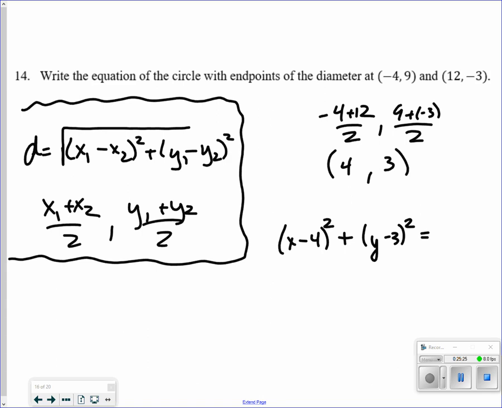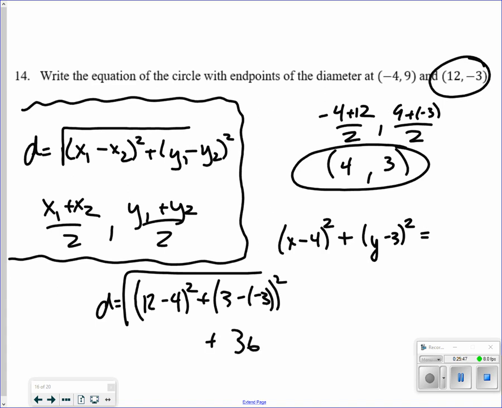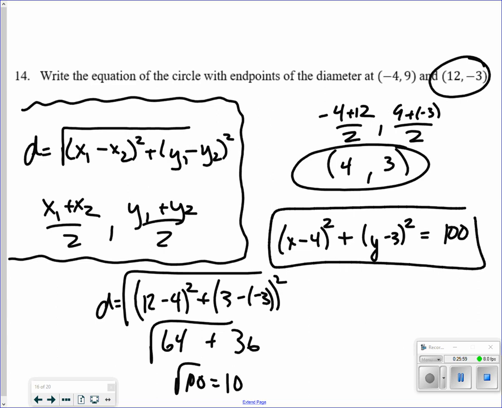The radius is the distance from the center to one of the endpoints of the diameter. So if I want to find the distance, I would go (x - x) quantity squared plus (y - y) quantity squared. So I end up getting 36, and this one is 64. So I end up with the square root of 100, and so that is the radius. The radius is 10, which means actually over here you would put 100.